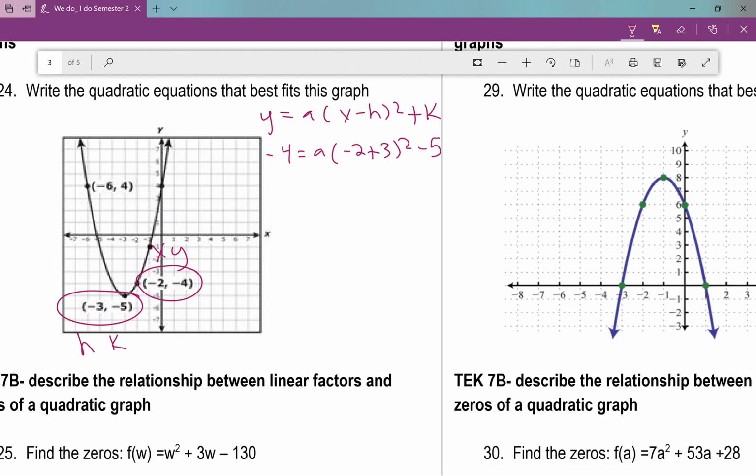So negative 2 plus 3 is equal to 1. 1 squared is still 1. So I have negative 4 is equal to a minus 5. Notice I didn't put 1a because 1a is the same as a. And then I add 5 to the other side and I get that 1 is equal to a. So if I was to rewrite this equation, I have y is equal to 1, which I don't need to write, x plus 3 squared minus 5. This would be my best fit equation left in vertex form.